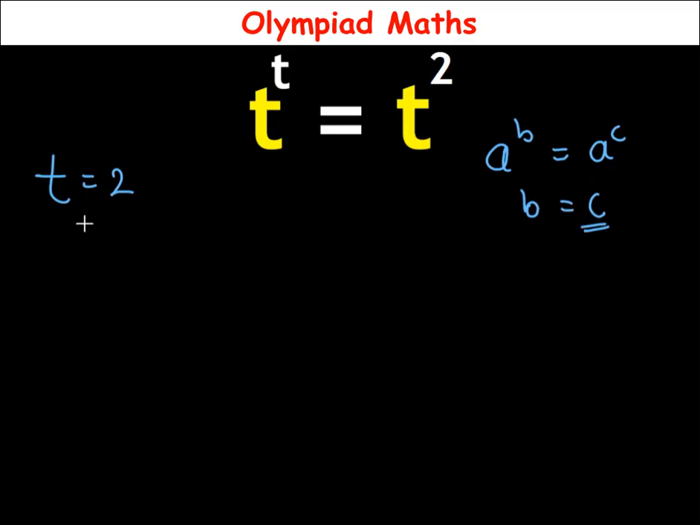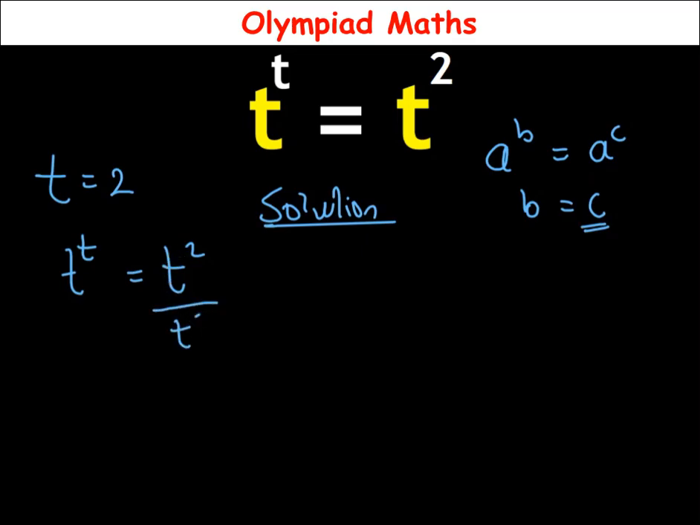But do you know that there are other values of t that we can get from this equation? Okay, so let us solve for the other values of t. So solution, we have t raised to power t is equal to t raised to power 2. And from here, first thing is to divide both sides by t raised to power 2. So we have t raised to power t all over t raised to power 2 is equal to, this will divide this, you have it as 1.